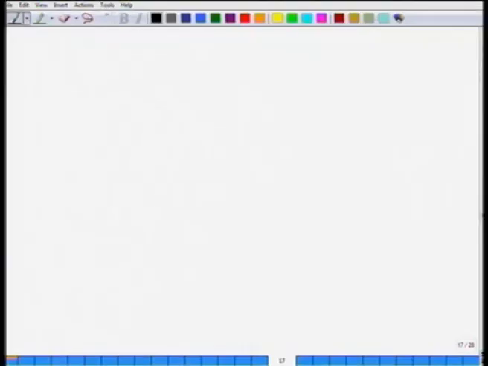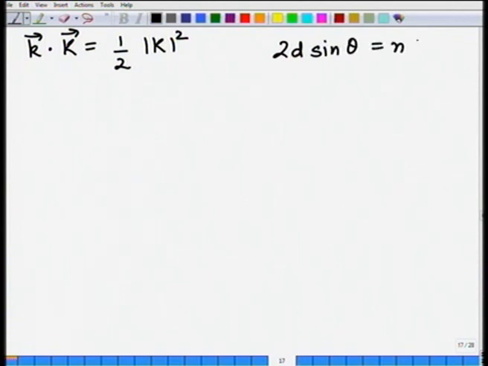Now, let me try to show you how k dot K is indeed equal to half K squared. We could precisely define it as equivalent to 2d sin theta equal to n lambda. This is a more common form in which you would have seen the Bragg's diffraction condition. It is pretty straightforward. Small k of course is the wave vector. It is simply 2 pi by lambda.